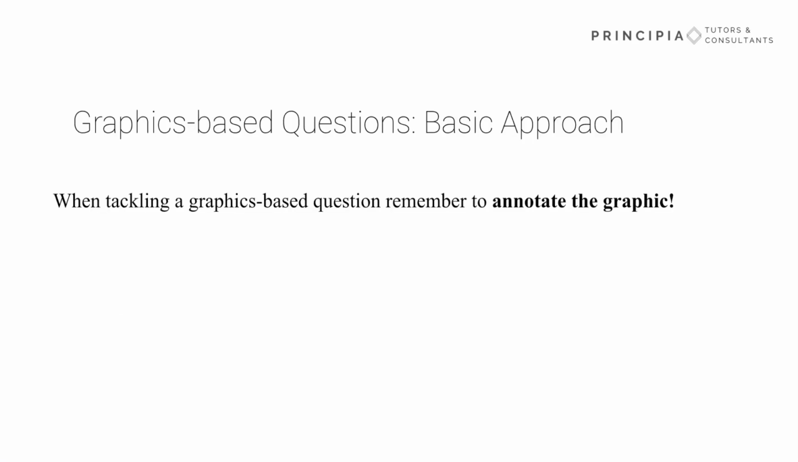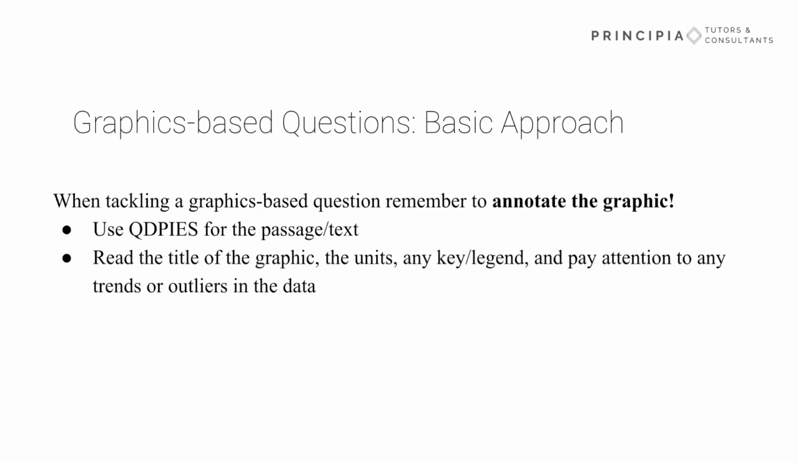So remember to annotate the graphic in addition to annotating the passage. Where cutie pies is really good for the passage or text, obviously the graphic doesn't have that kind of bulky information. So you're going to want to look at the legend, the title, any trends or outliers in the data. And so maybe it's all trending upward, all trending downward, so you can see a general movement there. Or maybe one piece of information is diametrically opposed to the others, or it's just completely different. These are important things to note.